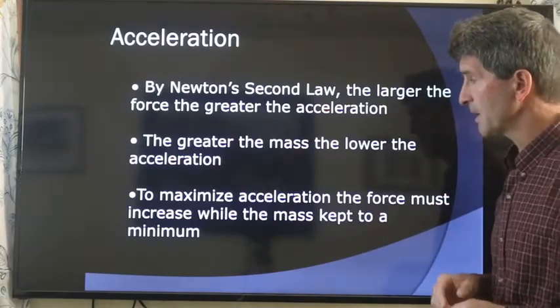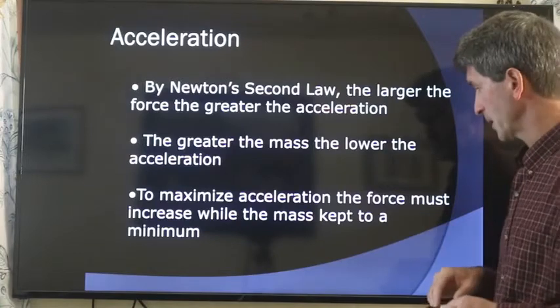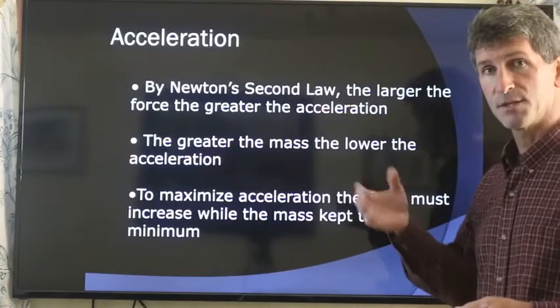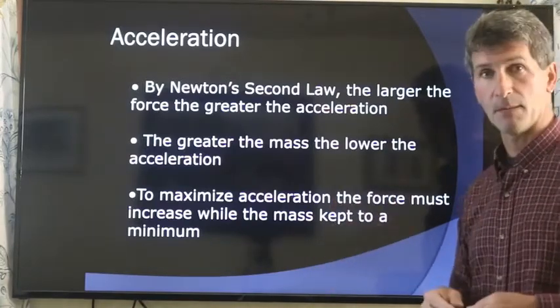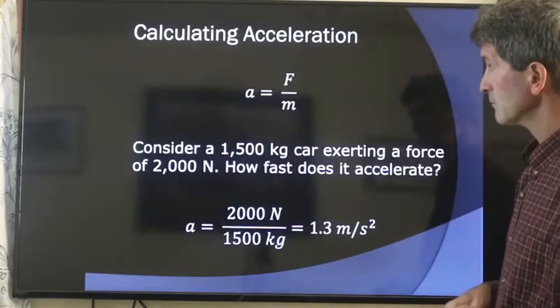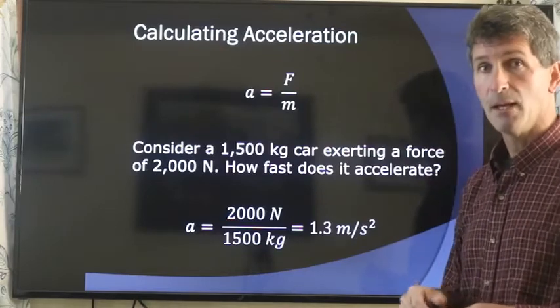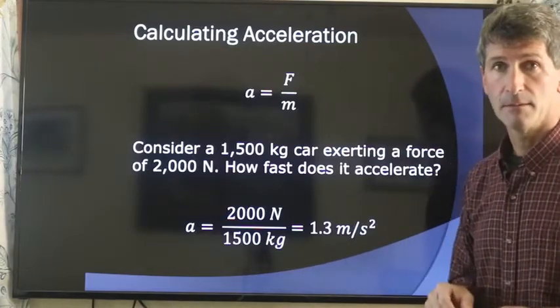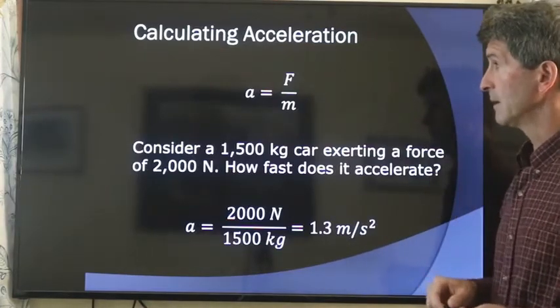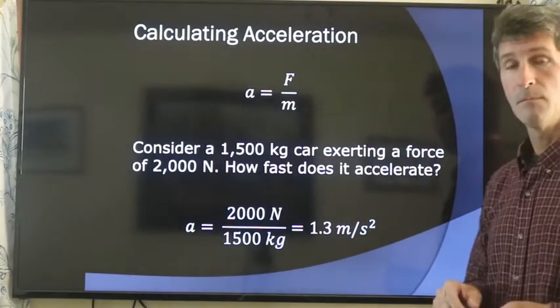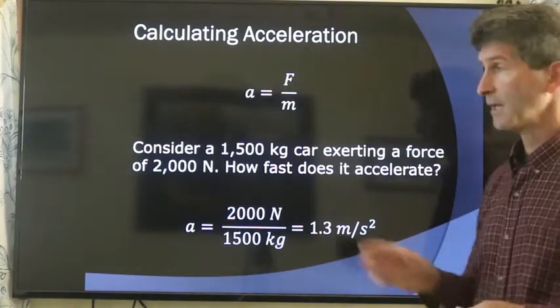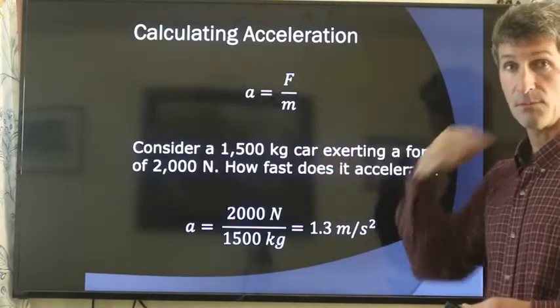So if you want to maximize the acceleration for any system, okay, the force must increase while the mass must be kept at a minimum. Again, let's use the same equation, F equals ma, but we'll solve for a instead. F equals ma. Divide both sides by m. That gets rid of the mass on the right-hand side. Move the a to the left-hand side, and we can solve for a.